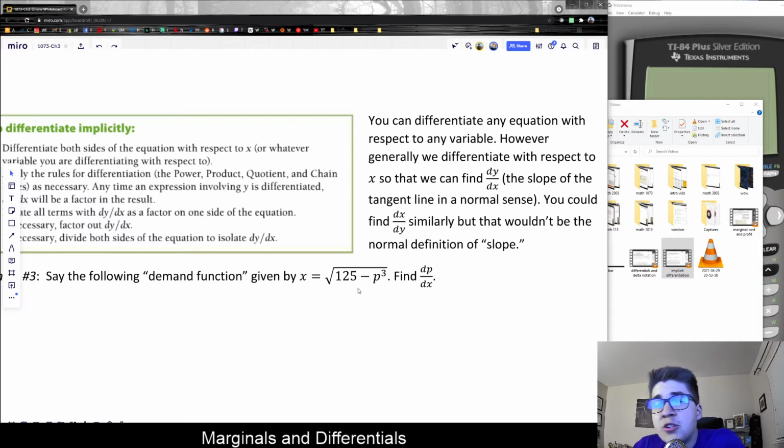And again, what you could do is just solve for P and then differentiate. That's fine. Or we could just differentiate implicitly, which, since we're on the subject, let's go ahead and try instead. But if you ever get stuck, you could just try it the other way: solve for P, and differentiate that way too.